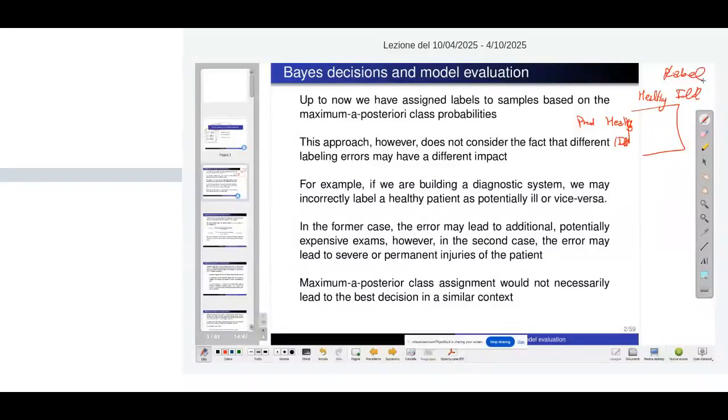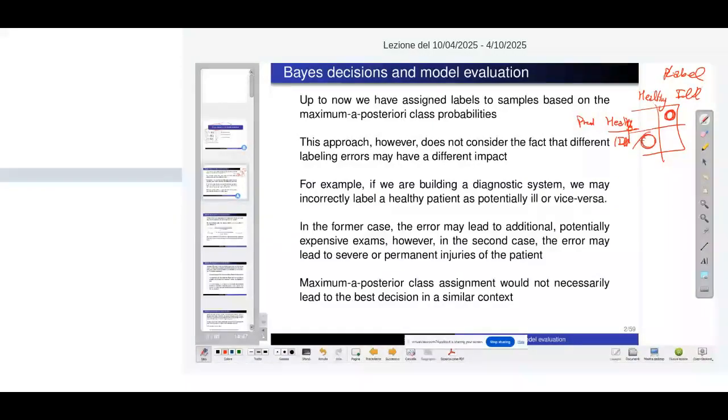So you may have the condition where a healthy patient is labeled as healthy, so everything is correct. An ill patient is labeled as ill, and everything is correct as well. And then we may have two different kinds of errors. An ill patient is labeled as healthy, so this is somebody who is ill, but I don't discover that he's ill, so I'm not treating him. Or I can have a patient that doesn't need any treatment, but by mistake I label him as ill. So I say this patient needs treatment, while he actually didn't need the treatment.